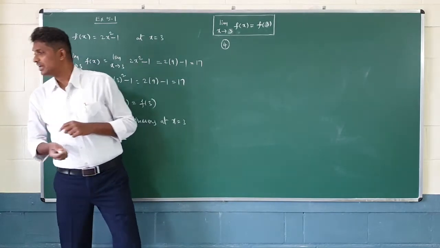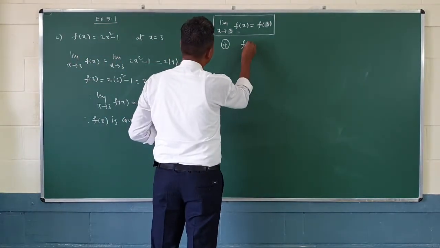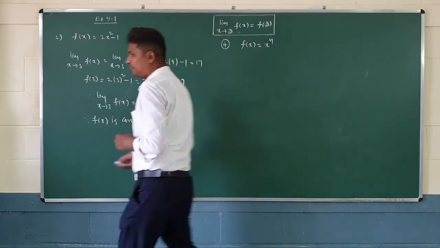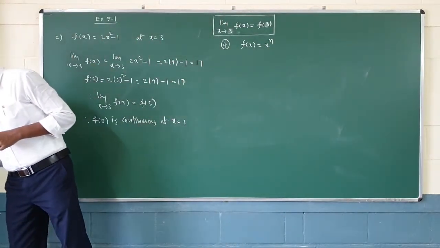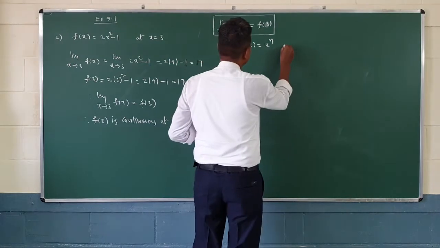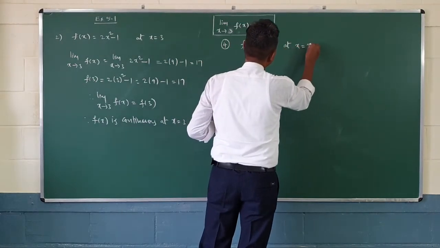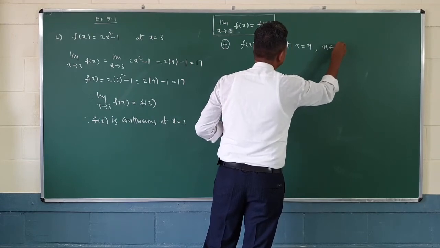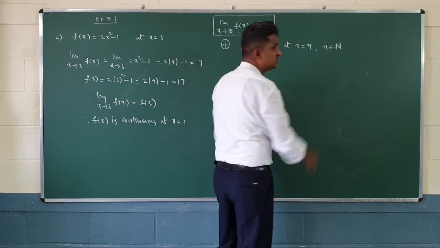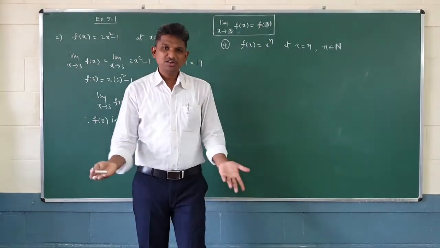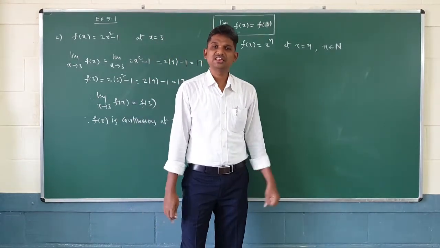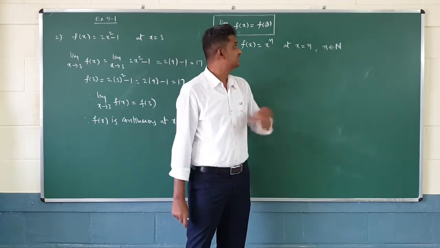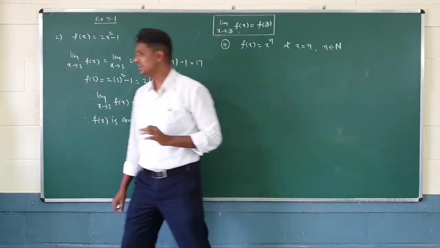Fourth question is given like this. Check the continuity of the function f of x equal to x power n at x equal to n. They given that n is a positive integer. Positive integers are nothing but natural numbers, correct or not? That's why I written like this. n is a natural number.